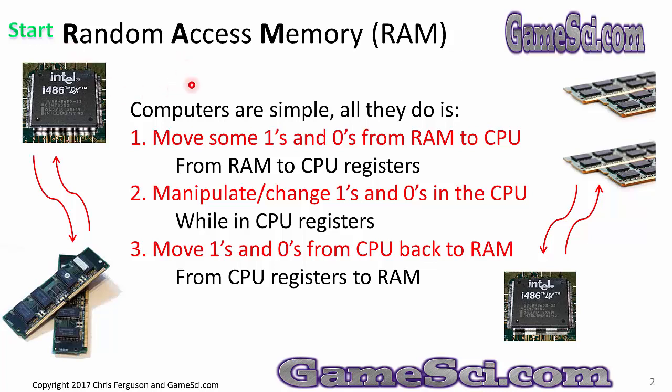Random access memory, or RAM. Computers are simple. All they do is, number 1, move some ones and zeros from RAM to the CPU. From RAM to the CPU registers, to be more specific. Number 2, manipulate/change ones and zeros in the CPU. While that data sits in the CPU registers, the CPU modifies it. Number 3, move ones and zeros from the CPU back to RAM. Take it from the CPU registers and move it into RAM memory.